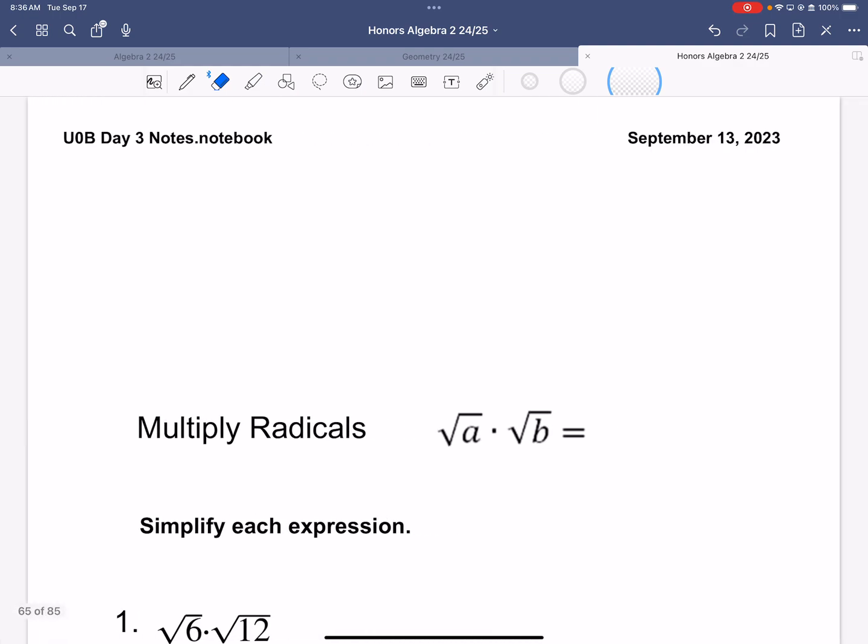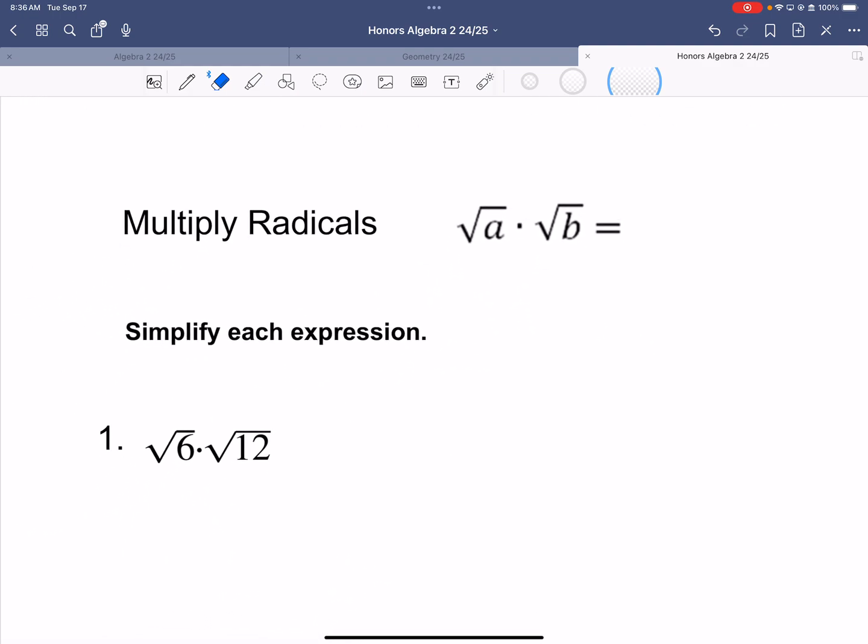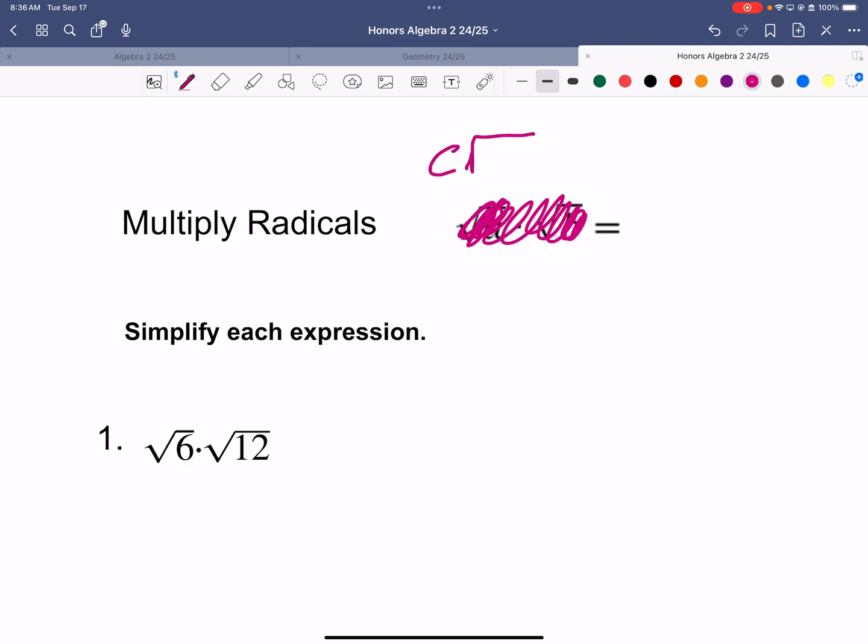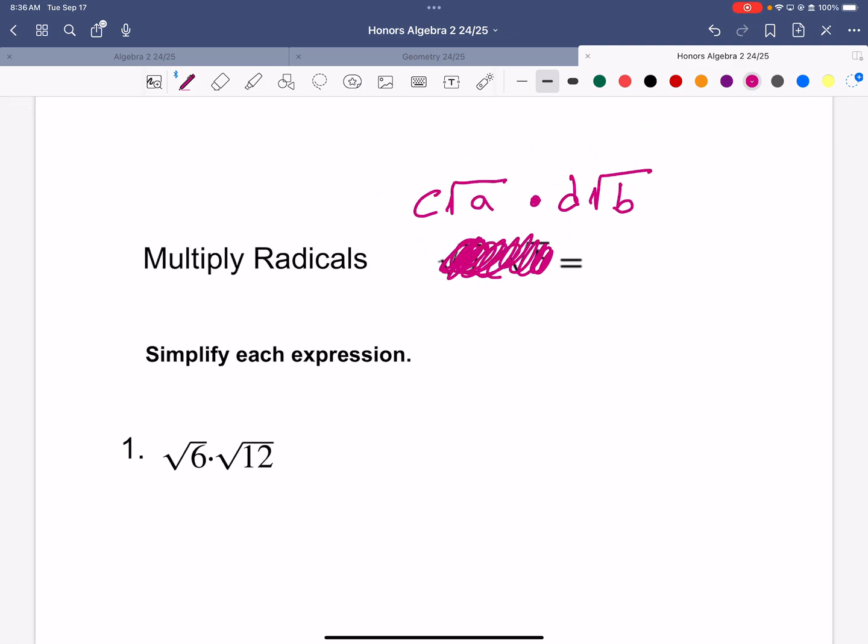radicals. So when you're multiplying radicals, I'm going to add a little caveat to this piece right here. I'm going to scratch this out a little bit. And I'm going to say C times radical A times D times radical B. So we have stuff on the outside and we've got stuff underneath the radical.